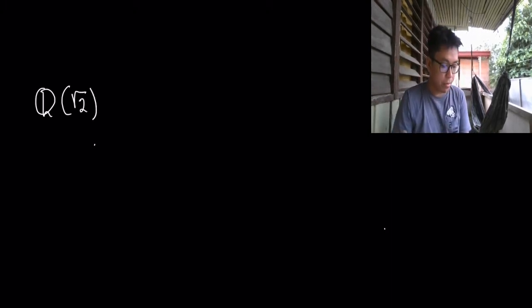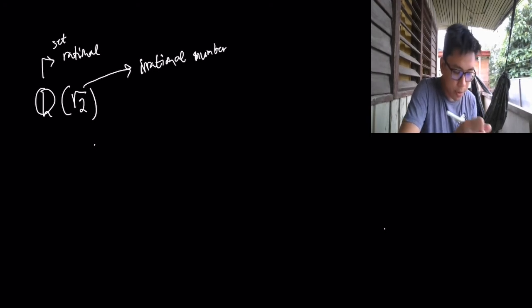So let's start now. Our discussion will focus on the construction of field extensions by adjoining elements. By that, let's consider this as an example: the field Q of square root of 2. How should we interpret this? Take note that Q here is the set of rational numbers, and this one here is an irrational number.